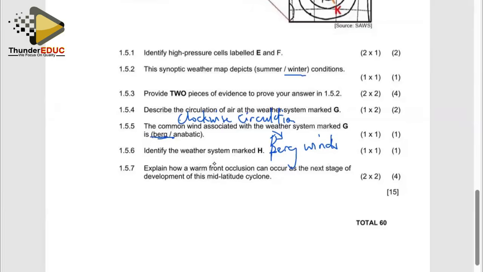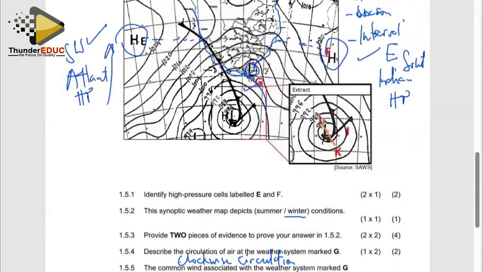Identify the weather system marked H. Unfortunately, our map is not very clear. Our H is here for this weather system. That weather system is a mid-latitude cyclone.